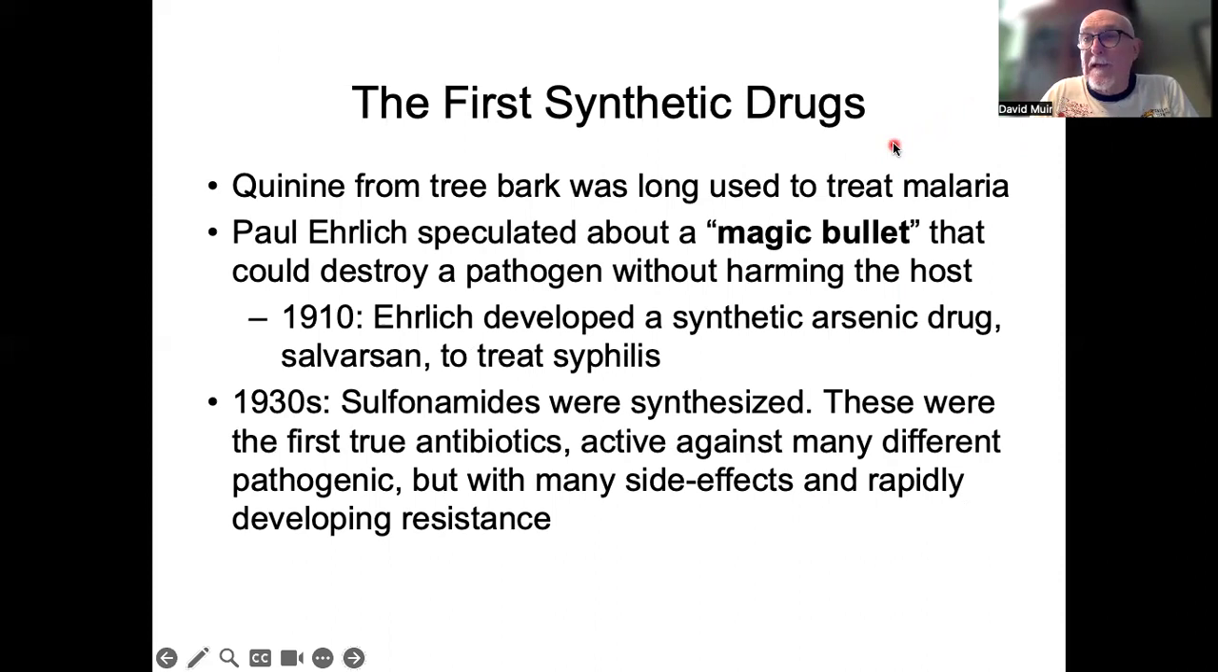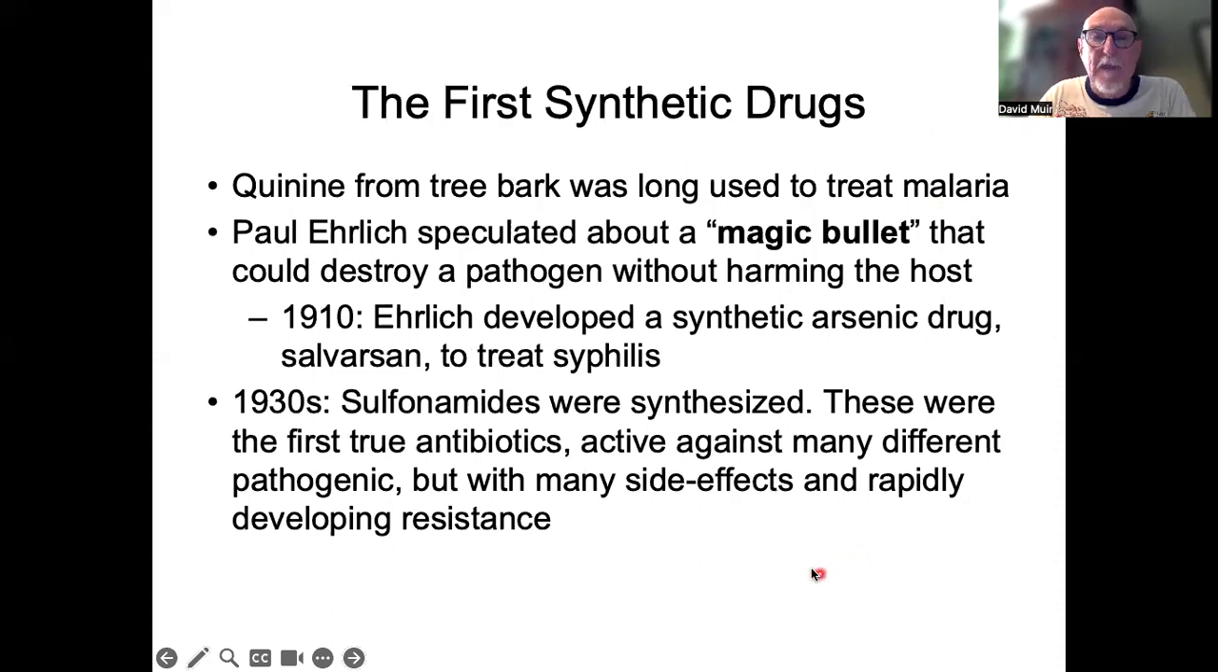And that was, again, an empirical observation. Indian tribes in South America used the bark of a particular tree to combat malaria. And it was found that that was actually an extremely effective way, not only of curing malaria, but of preventing it. If you take quinine as a prophylactic, you can prevent infection.